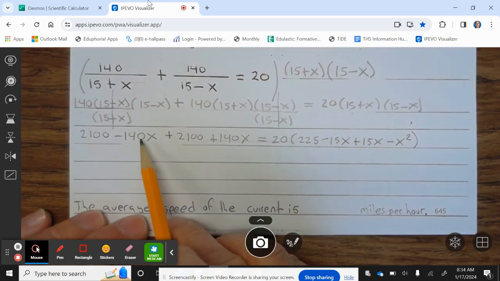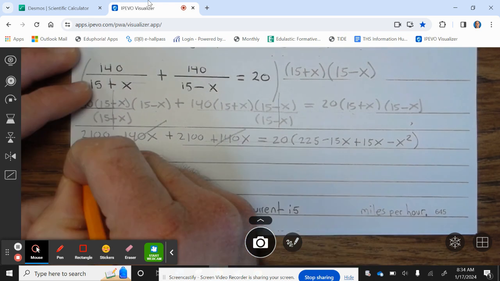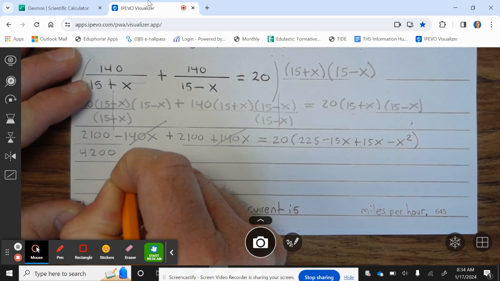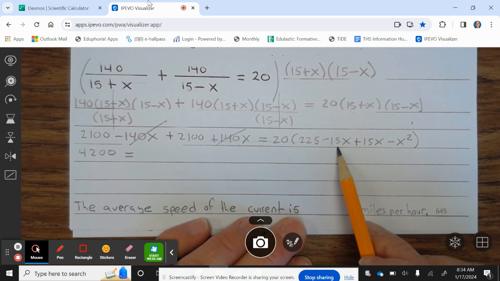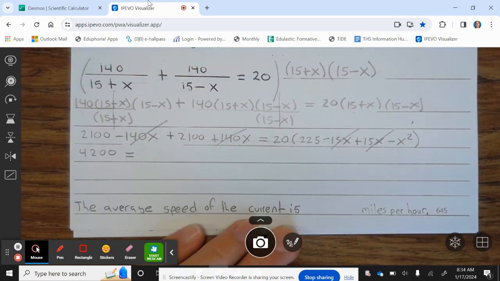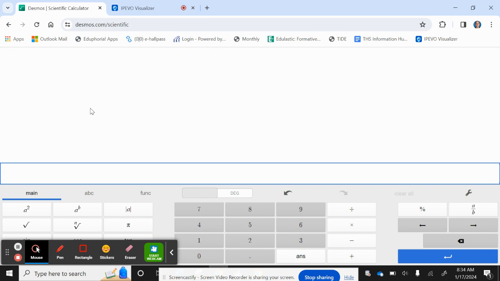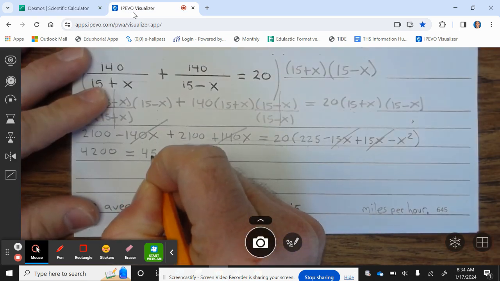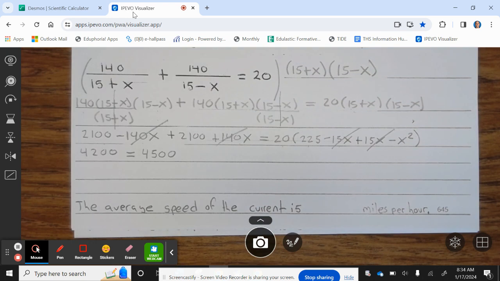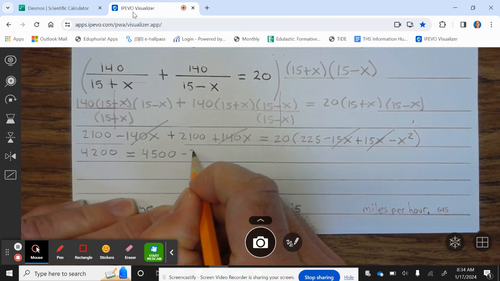Now, negative 140x and 140x cancel. 2100 plus 2100 is 4200 equals, now negative 15x and 15x cancel. 20 times 225 is 4500. And then 20 times negative x squared is negative 20x squared.